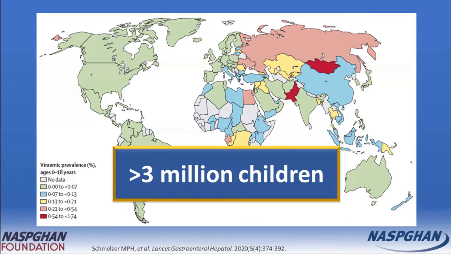Schmelzer and colleagues created a modeling system looking at published prevalence data from 25 countries around the world and used additional data from other countries in adult prevalence to come up with a prevalence estimate including 104 countries and 83% of children in the world. And they estimate that there are over 3 million children who are infected with the hepatitis C virus.